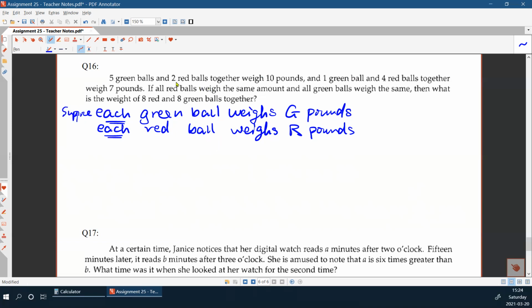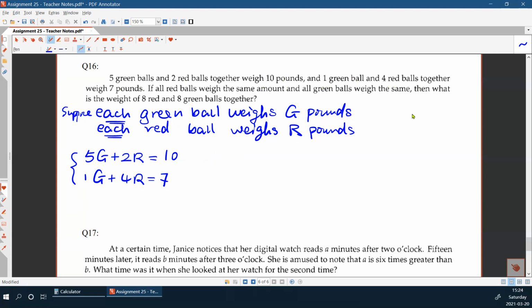And what do we know here? 5 green balls plus 2 red balls is 10 pounds. So that means 5G plus 2R equals 10 pounds, right? Okay, how about the other information? The other information is 1 green ball plus 4 red balls is 7 pounds, right? These are the two pieces of information we know.